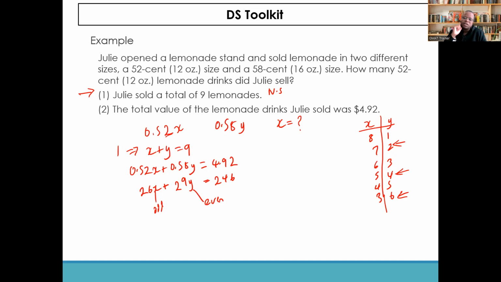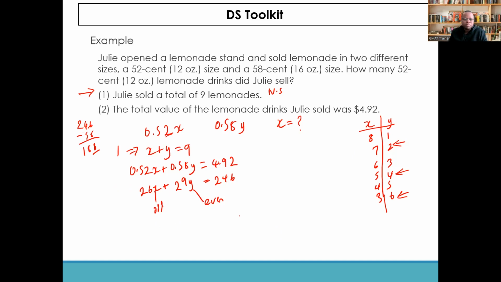29 times 2 will be 58, right? 58 minus 246. That's 58. 16 minus 8 is 8. 13 minus 5 is 8. Then 188. 26 times what? This 7. 26 times 7. 6 times 7 is 2, not 8. So that's out. So, got the next one, 4.